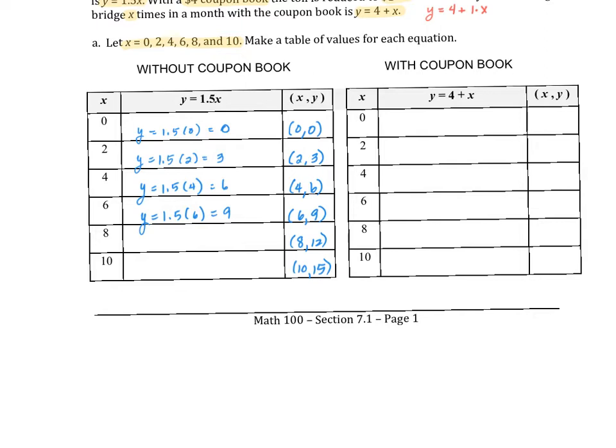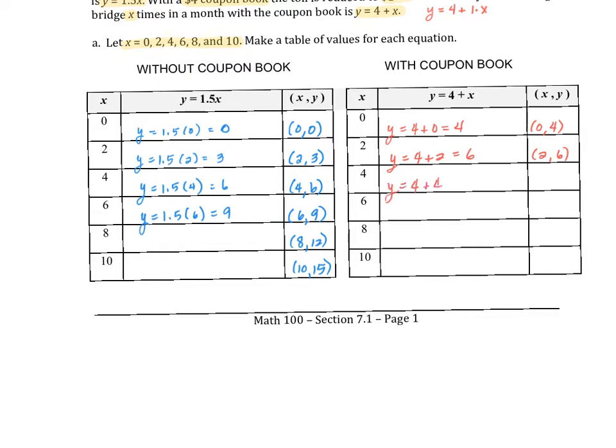I'm going to use a different color. Maybe I'll use red. With the coupon book, we're going to look at the same X values. So if X is 0, Y is equal to 4 plus 0, which is 4. So even if you use the bridge 0 times, you still have a monthly cost of $4 because you bought the coupon book. If you use the bridge twice, that means X is equal to 2. So the Y value is equal to 6. Use the bridge twice, your monthly cost is $6.